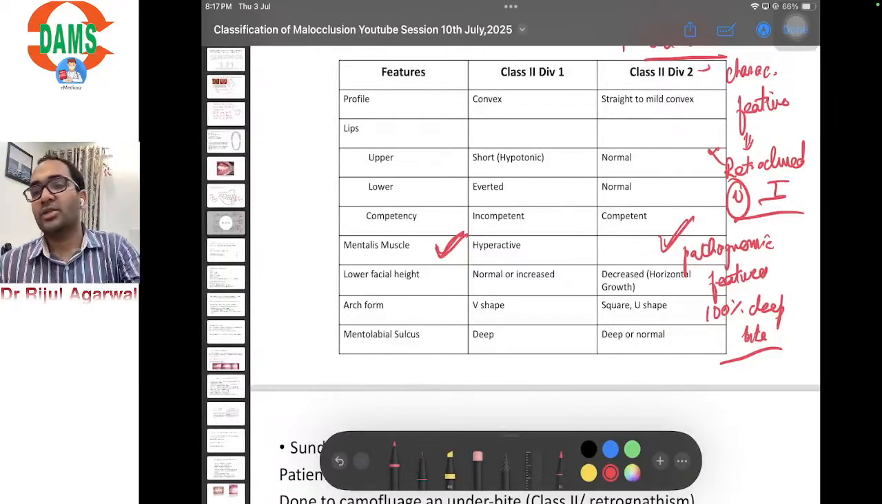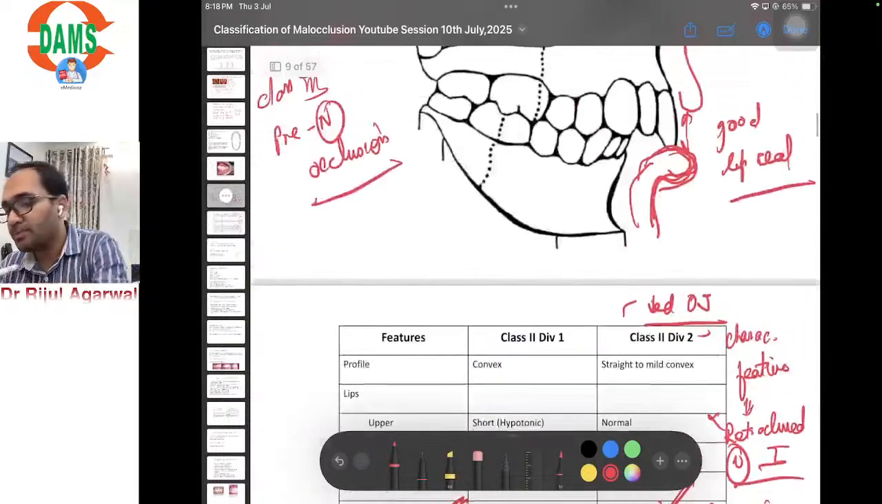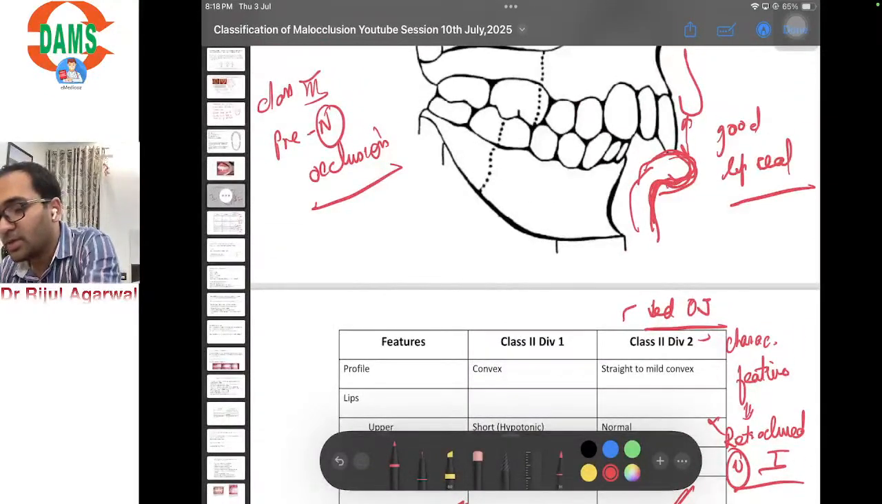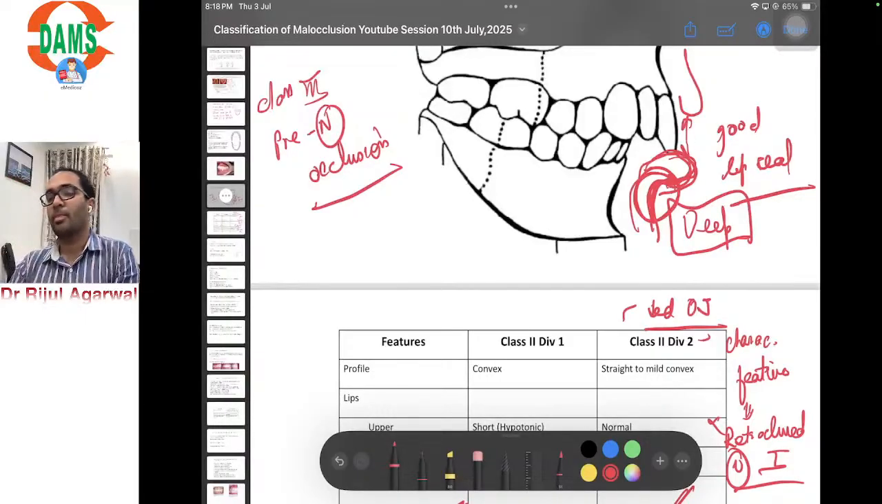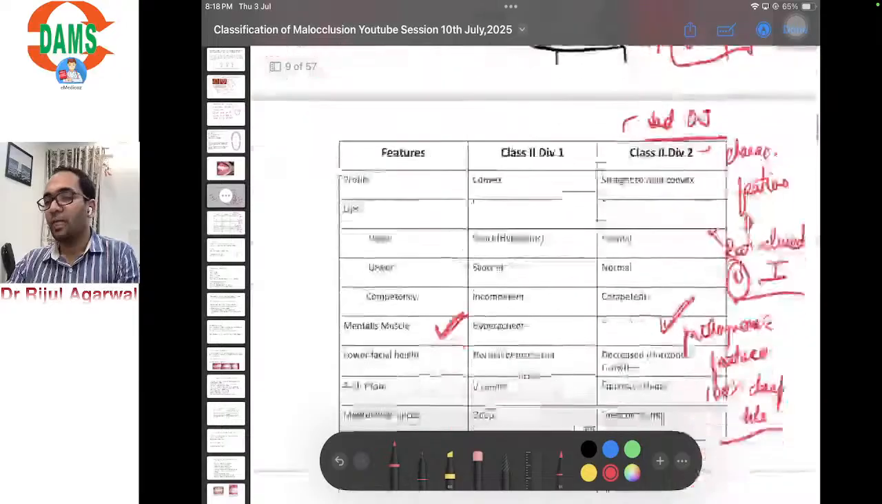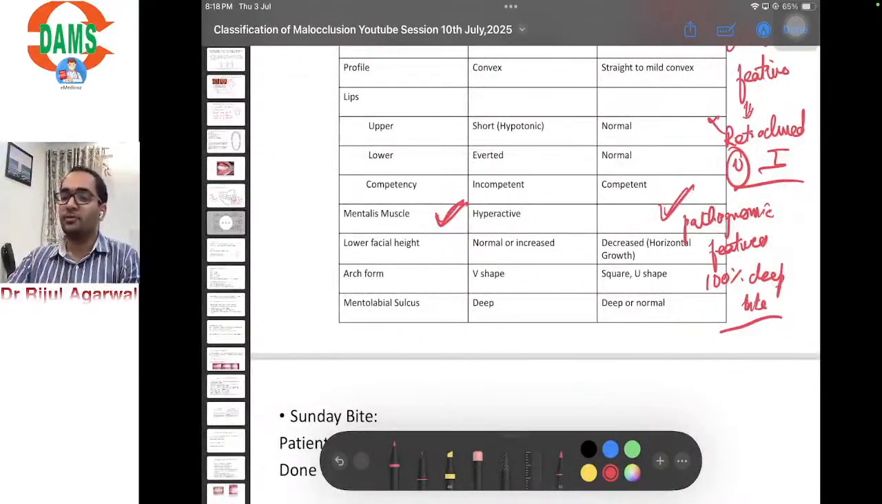Next, coming to the cephalometric features, the lower facial height. In div 1 it is normal or increased, whereas in div 2 it is decreased. Why? Because in div 2 generally they are horizontal growers. The arch form is V in div 1, and in div 2 it is generally square to U shape. The mentolabial sulcus is deep in div 1. It can be deep or normal in div 2. Why deep? This is the mentolabial sulcus, this region. Once the lower lip becomes everted, this region becomes deep. Simple. Whereas in div 2 it can be deep or normal as well.